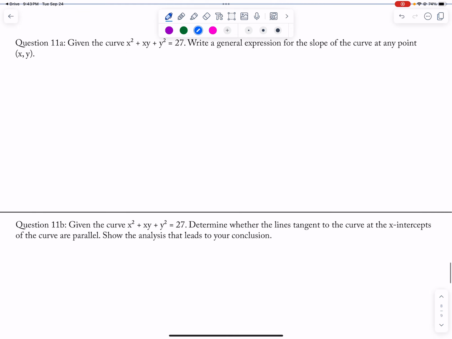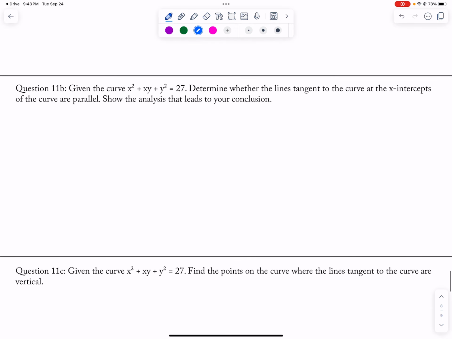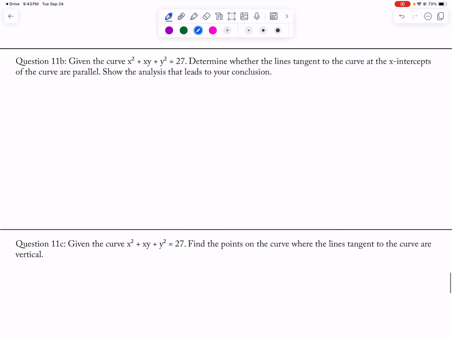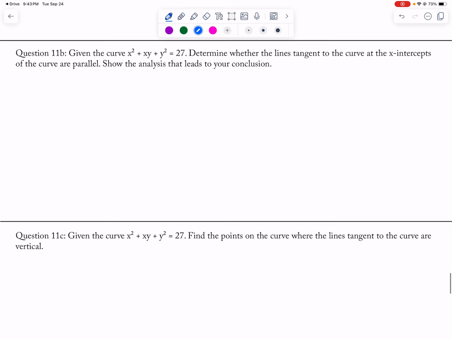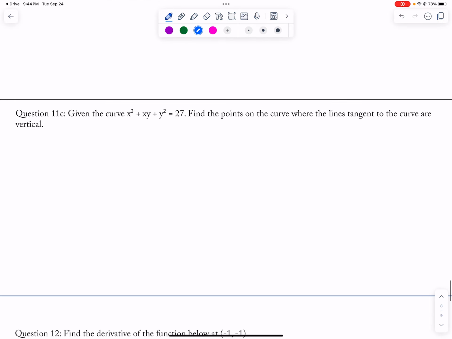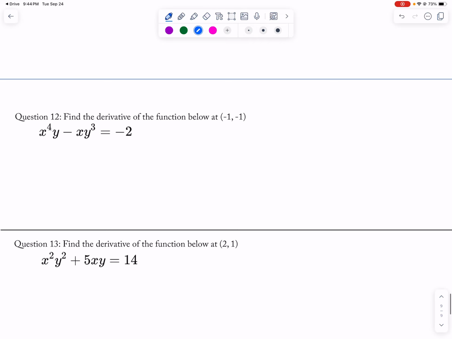So 11a is the same thing as the other one. Determine whether the tangents to the curve at the x-intercepts are parallel. You want to find the equation of the tangent lines at both x-intercepts. So for an x-intercept, I want y to be equal to 0. Tangent of the curve is vertical, that's the denominator equal to 0.